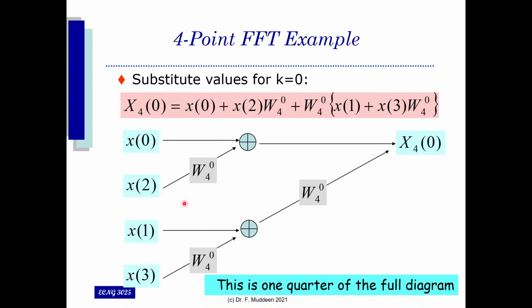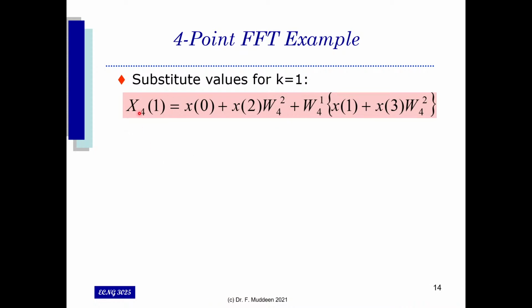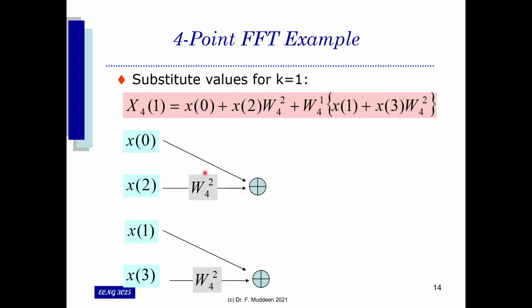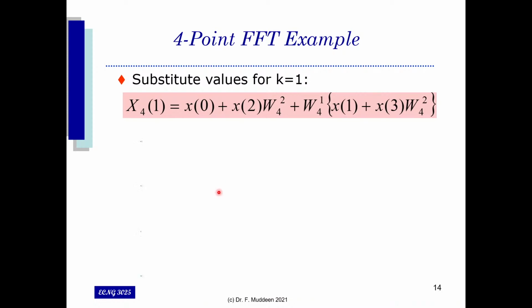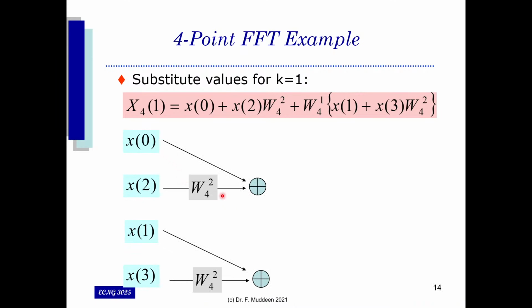So remember, this is only 1/4, because we now have to calculate X4 of 1, X4 of 2, and X4 of 3. So let's watch for when it's X4 of 1, and let's see how the diagram itself changes. We now have x0, x2, and W4 of 2 here. Instead of putting them up, we're going to put them down, because if you watch our previous diagram, these were going up. So to be a little more symmetric, these go down instead. And similarly for x1 and x3, it follows the same pattern.